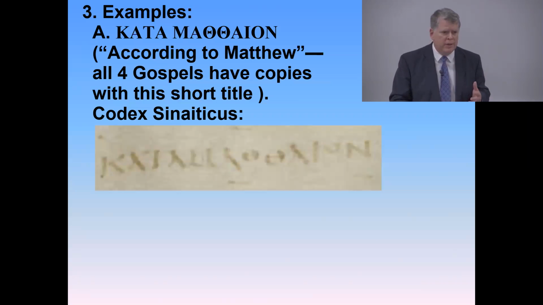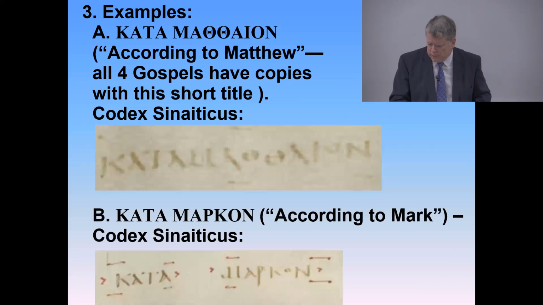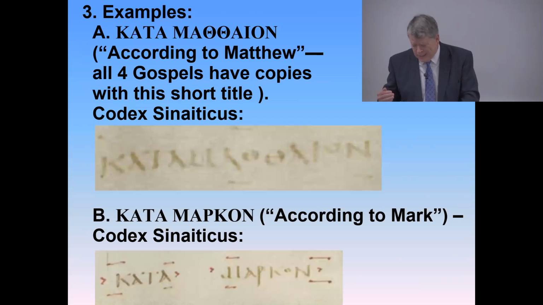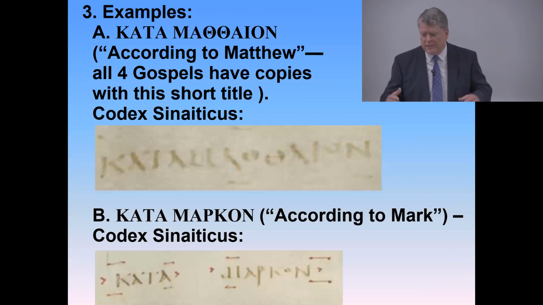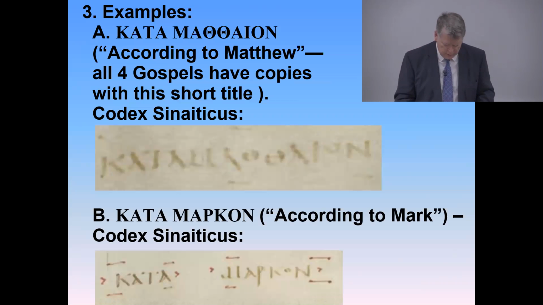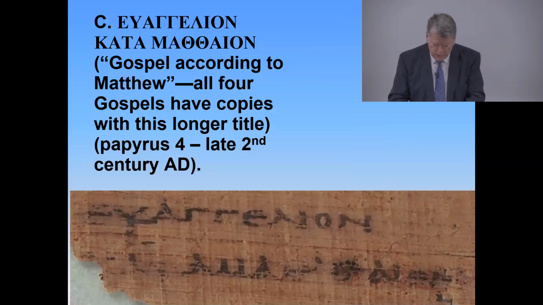So they all either have a short or a long title. This is the short one. There's Matthew, then there's Kata Marka. Now there is a space there because it is a title, but there's not normally space between the text and often not between the title. All right, so that's the short title. And then there's Evangelion Kata Mathion, and so that's the gospel according to Matthew.